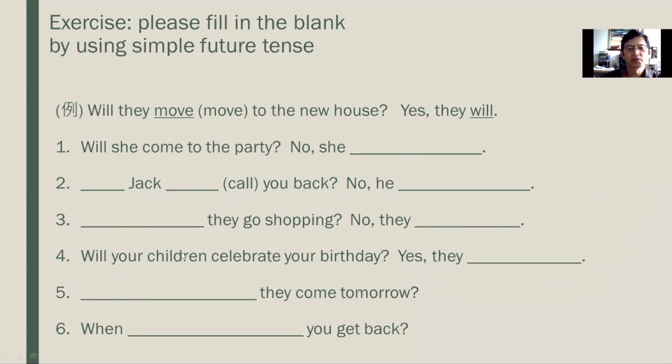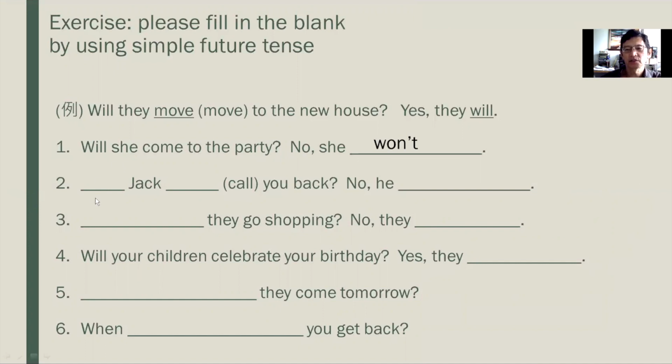Let's try some exercises. Please fill in the blank by using simple future tense. An example would be, will they move to the new house? Yes, they will. Okay, the first sentence. Will she come to the party? No, she will not. What else can you say? What's the abbreviation for will not? Won't. No, she won't.